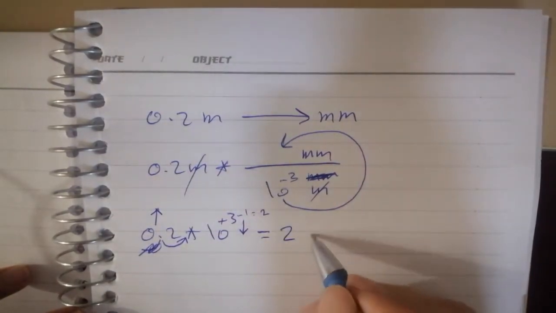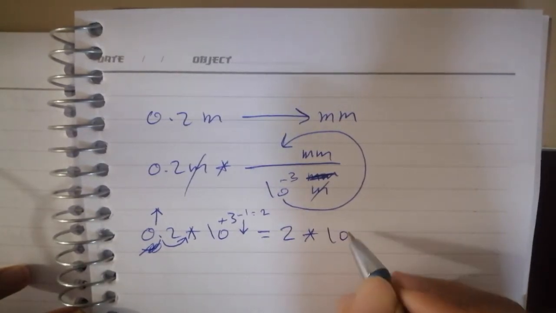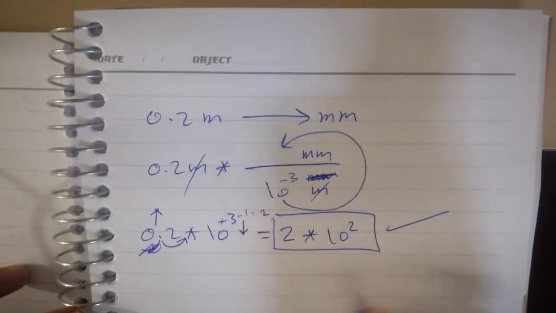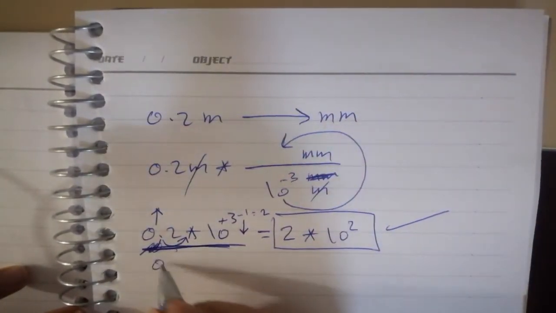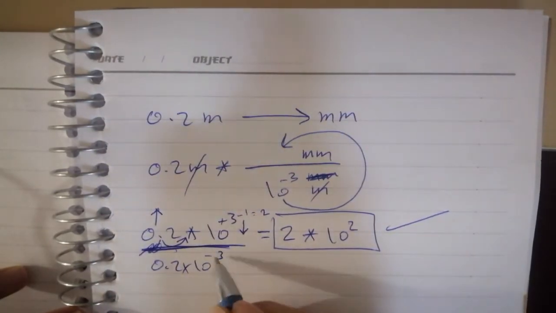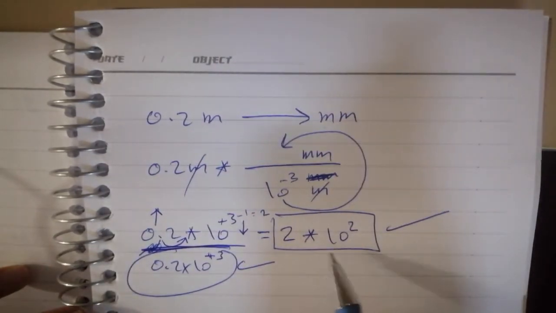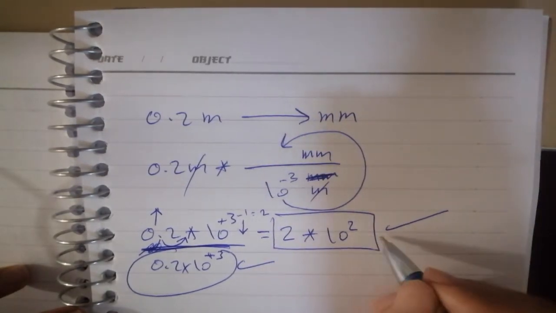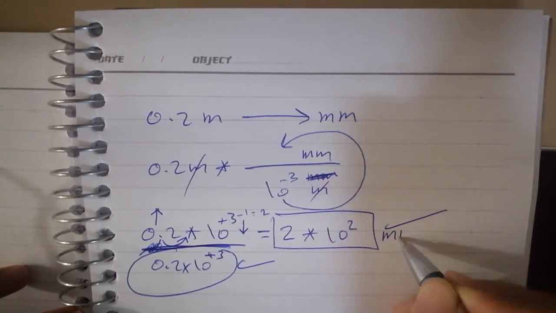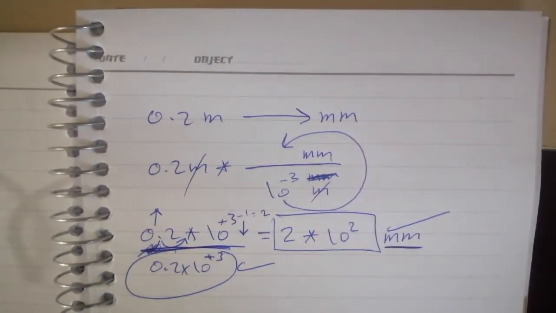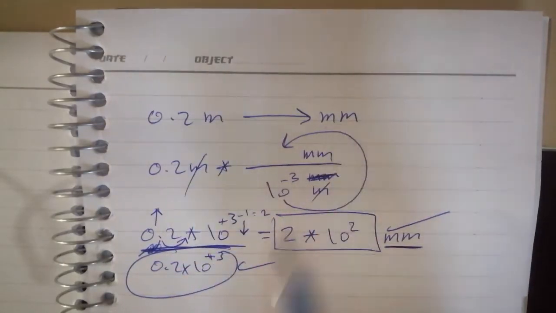All right, so I have got 2 multiplied by 10 to the power 2. That's also true. I could have just left it there. I could have just said 0.2 multiplied by 10 to the power 3. That's also true. But this is a better-looking answer, a more proper way to write down the answer. So that's it. But guys, let's not forget to write down the final unit, which is the millimeter. You should write down the unit at the end. If you do not, then that means you did nothing, because our goal is to change it to millimeter.